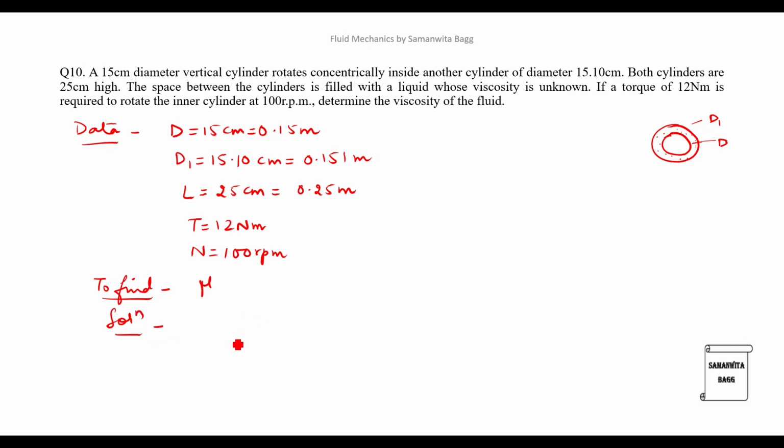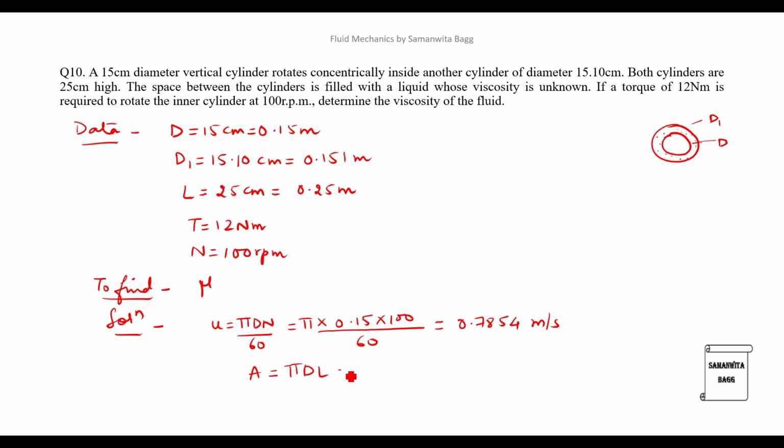Now we will start with the formula for tangential velocity of cylinder. We know u is equal to pi d n by 60. We are aware of this formula. So I can just write here this is pi. The value of d is 0.15. We are talking about the inner one. N is 100 and this is 60. So u turns out to be 0.7854 meters per second.